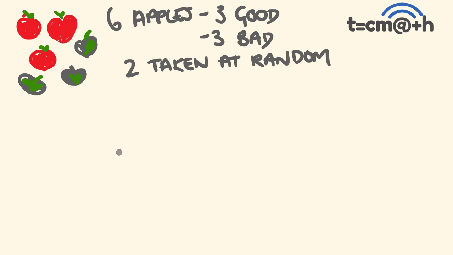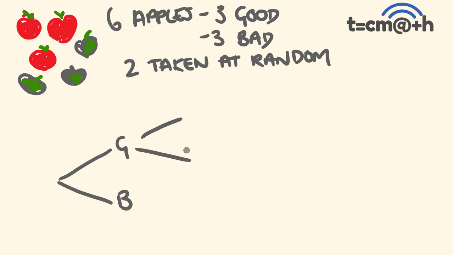And we're going to take 2 out at random. Okay, so let's draw up our tree. Here we have good, bad. That's our first one. We have good, bad, good, bad. I reckon you should give this a go without waiting for me, by the way. We're going to take these out at random. And remember, we're not actually putting them back.